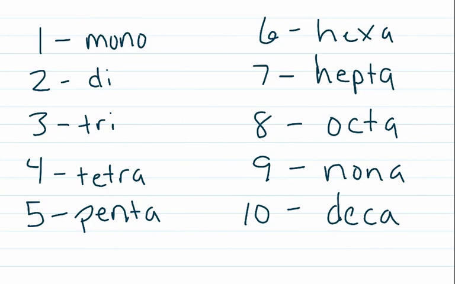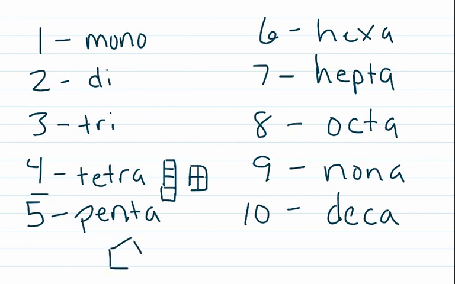Here is a quick overview of the different prefixes. Mono goes with 1, di goes with 2, tri, like a tricycle, goes with 3, tetra, like Tetris, the game that we all loved playing, well, that I loved playing when I was a little kid, with the 4 blocks, and you try and fit them in. Each block had 4 for tetra.